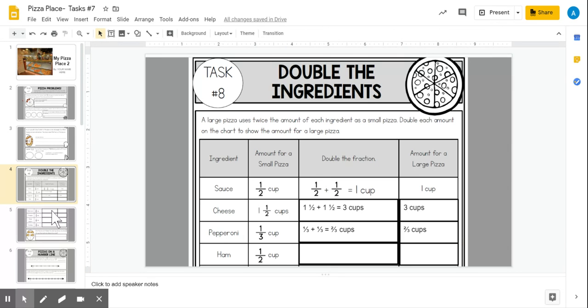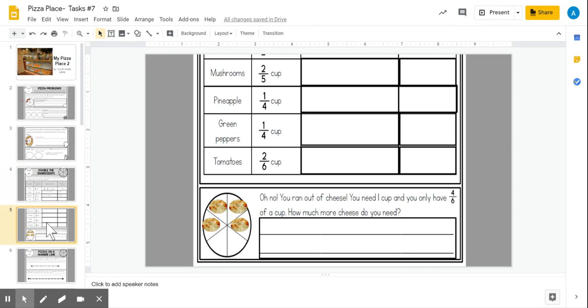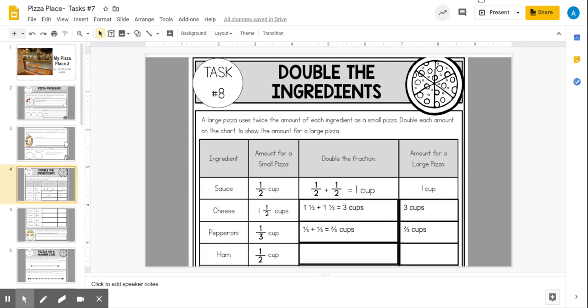Okay, so you are going to be trying the rest on your own. And then try this last one. It says that you were given 4/6 of cheese. How much more cheese do you need? So how many more slices of a cup do you need to finish that pizza?